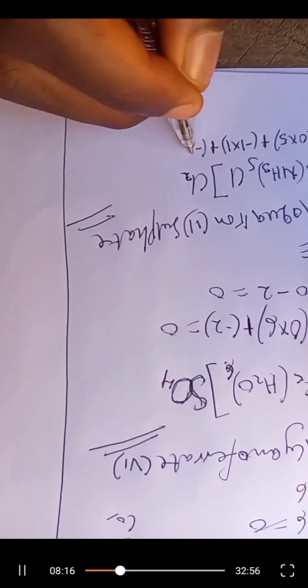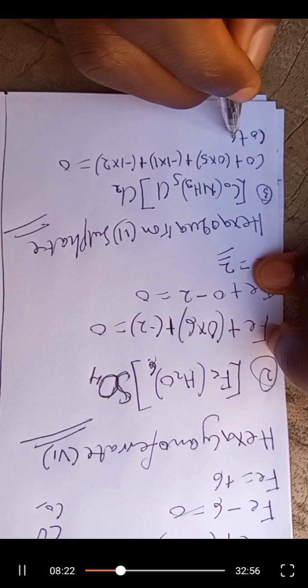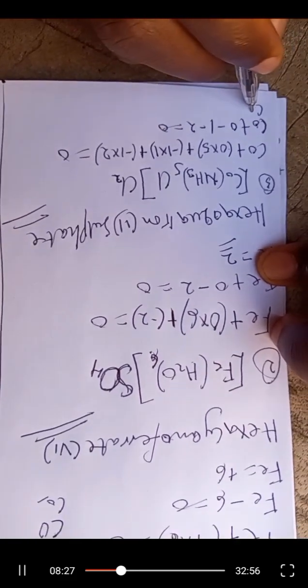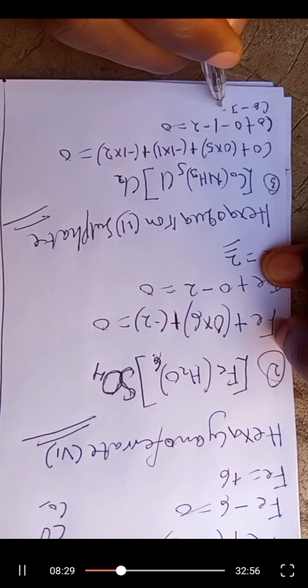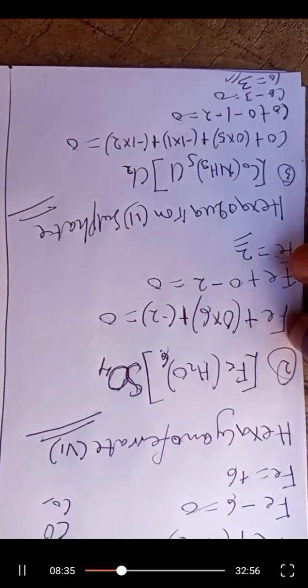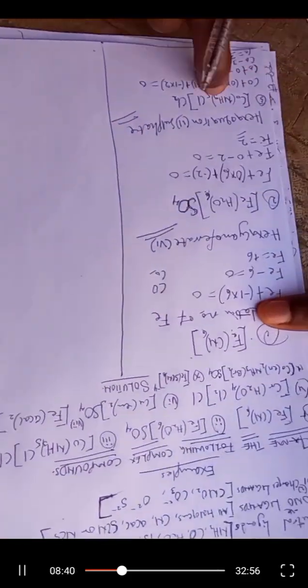You say -1 times 2, -1 times 2 is equal to 0. So this will now be cobalt plus 0 minus 1 minus 2 is equal to 0. Everything here will now be cobalt minus 3 is equal to 0. Then you have cobalt is equal to 3. End of the day.